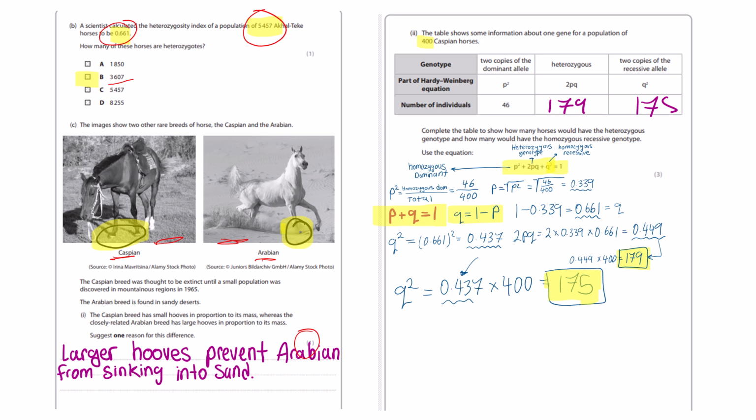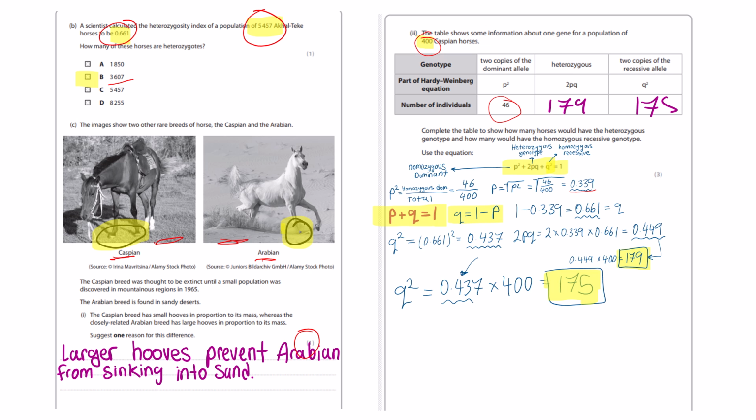So the first thing that you're going to want to do is find p squared, which is the homozygous dominant. Since we know that there are 46 individuals out of 400, we're going to divide to find the homozygous dominant, which is going to give you 0.339. Therefore this is going to be our p, and we know the equation p plus q equals 1.